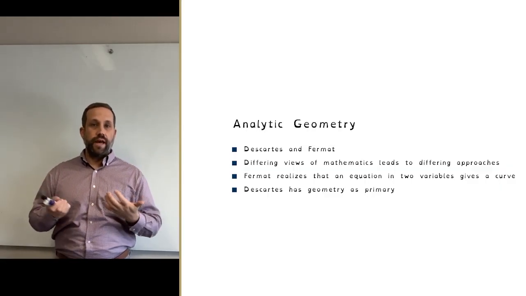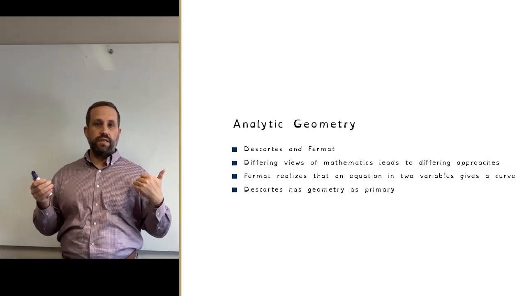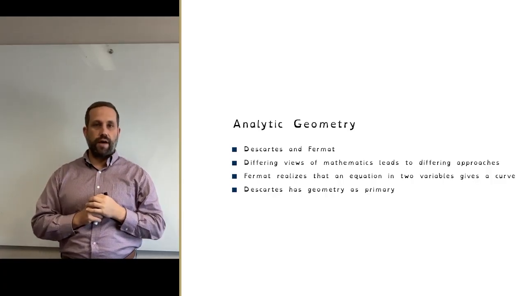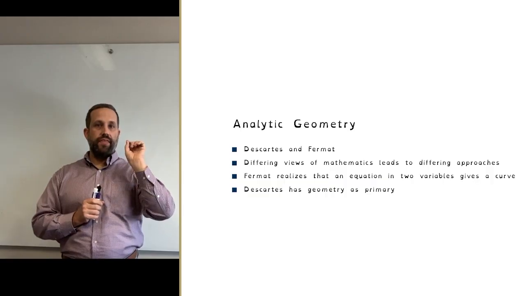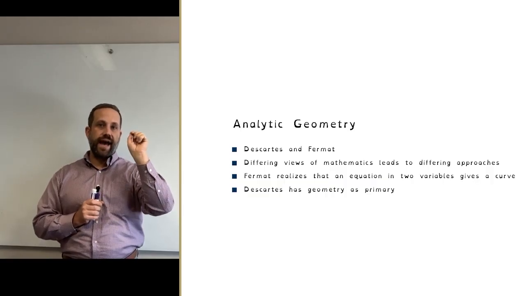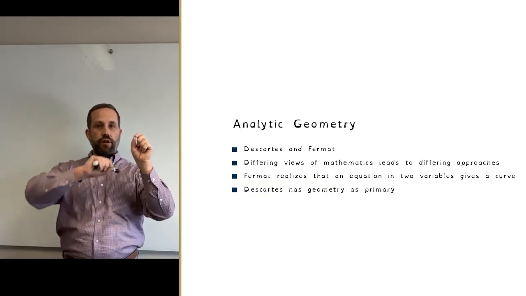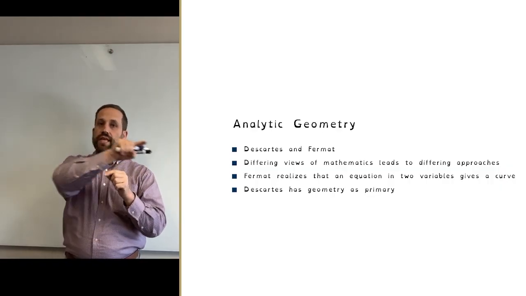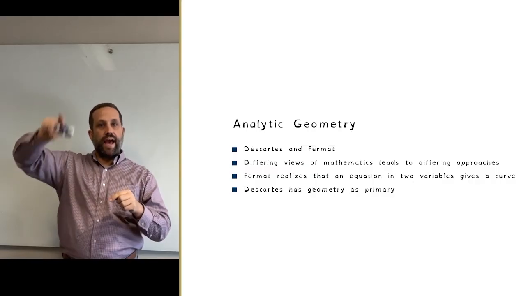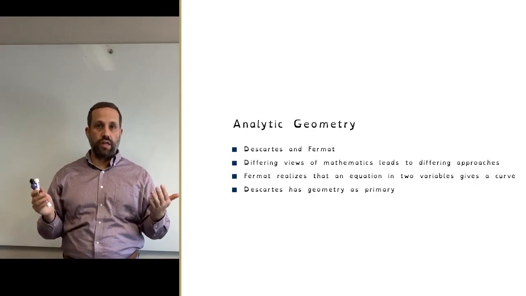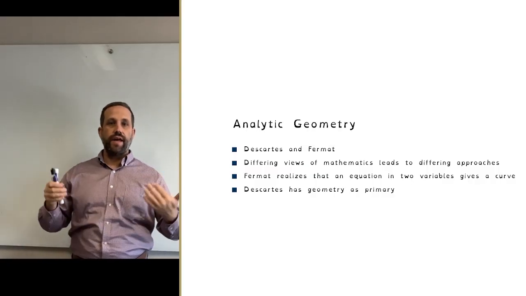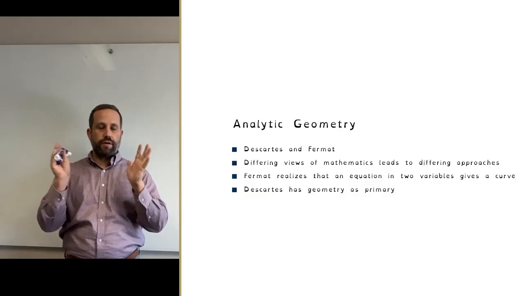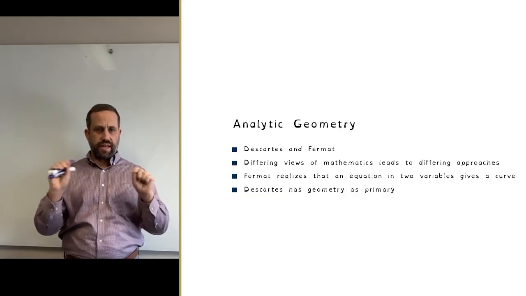The story goes that Descartes one day was lying in his bed looking up at the ceiling, and he saw a bug crawling around on the ceiling, and he realized that if you picked some location as the origin, then every location of this bug could be described by two numbers: how far it is along the x-axis, the horizontal axis, and how far it is along the vertical axis. This motivates the connection between geometry and equations.